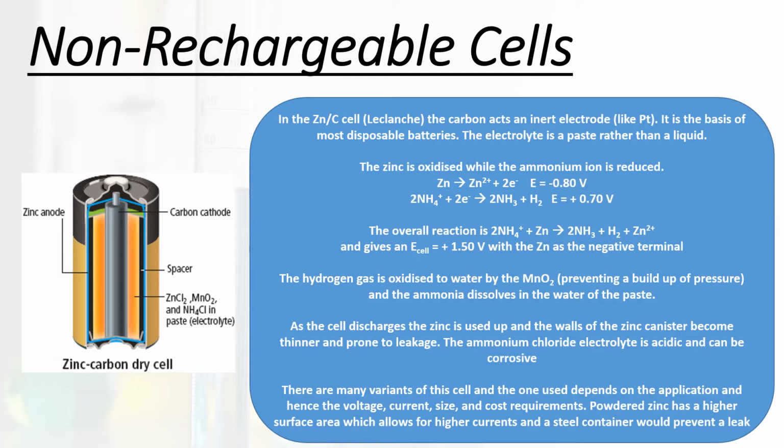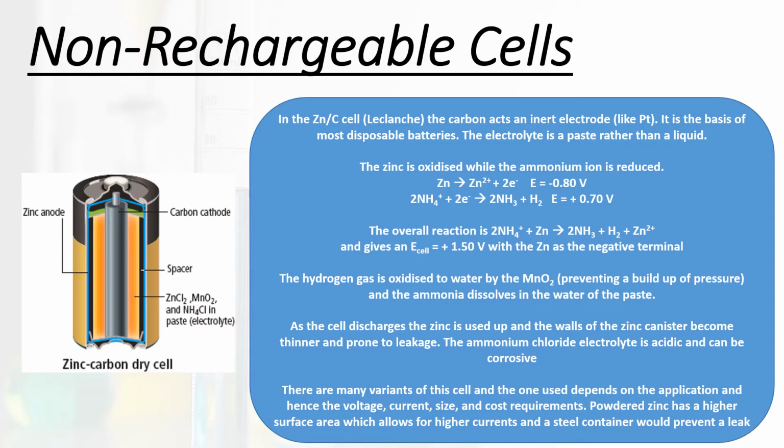Now, the hydrogen gas that we end up producing, the H2, is oxidized to water by a manganese dioxide species that we have in there as well, MnO2. So the hydrogen gas gets oxidized to water, and what this does is it prevents a buildup of pressure. Obviously, if we keep producing hydrogen gas and we don't have any release for it, this is going to build up pressure and that's unsafe.